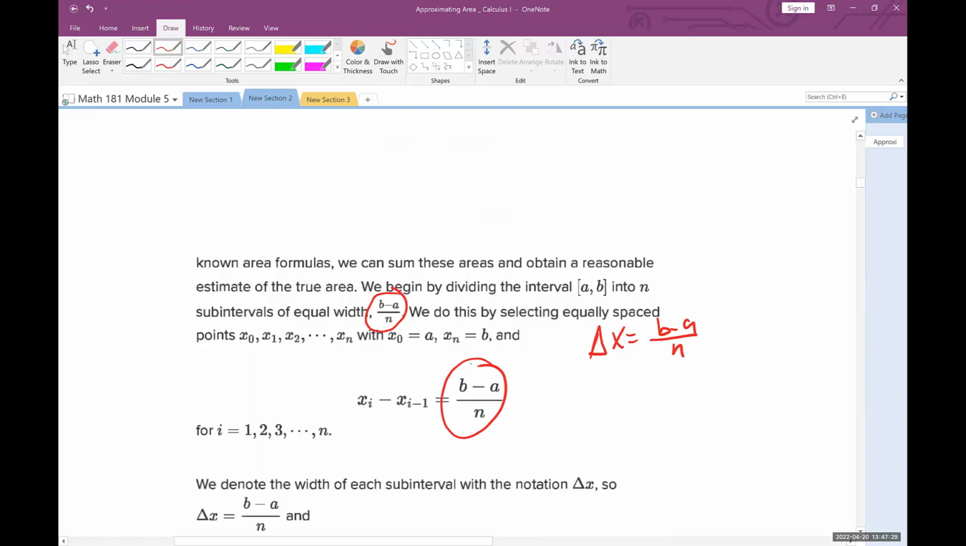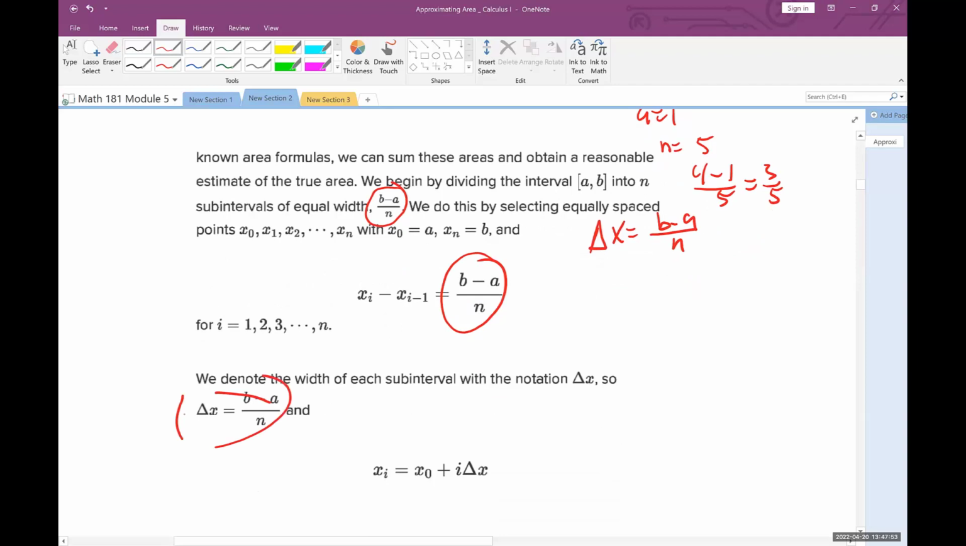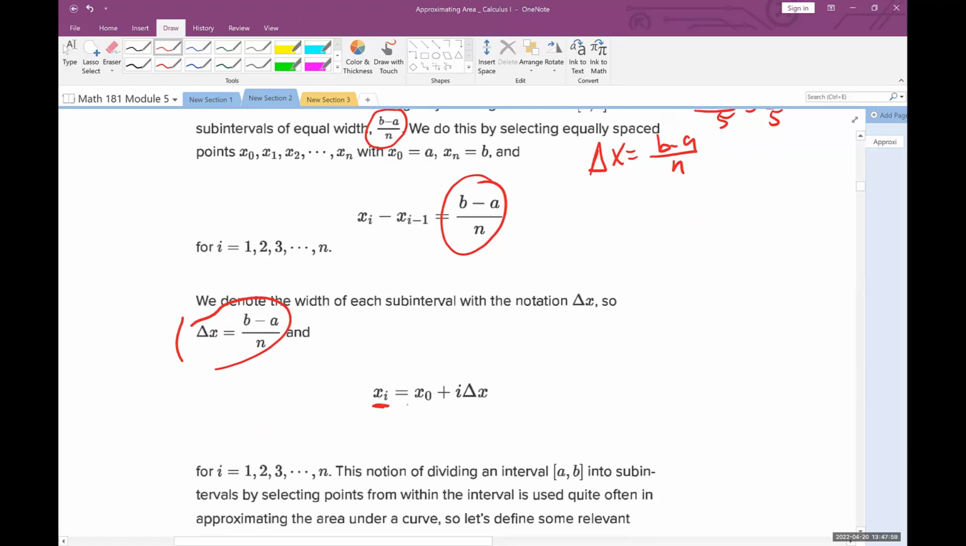B minus A over N, I guess it's right down here too, and that tells us how wide these intervals are. So if B equals 4, A equals 1, and N equals 5, it would be 4 minus 1 over 5, which is 3/5. So each interval would be 3/5 wide. That's what I was saying, this right here. Then each interval itself would be determined by x sub i: the initial one, your A, is x sub 0, plus whatever your i is, if i is 1 or 2 or 3, times the delta x, which tells you how far it pushes it over.